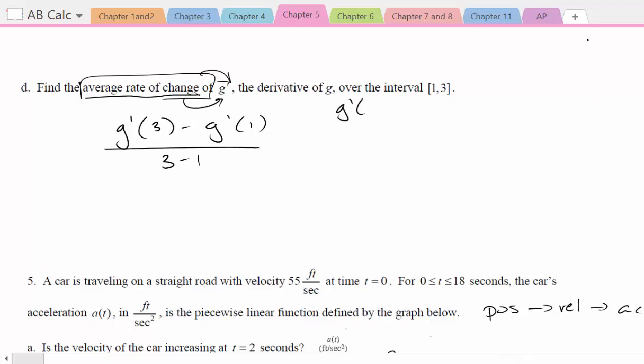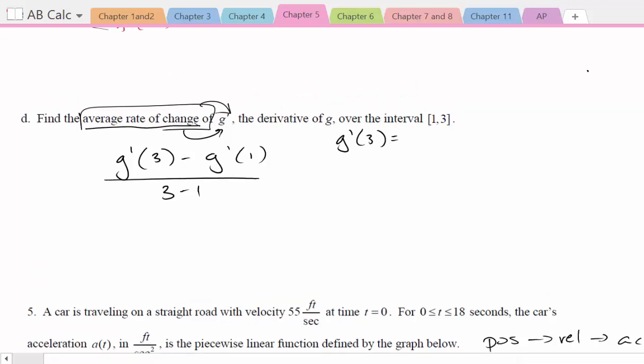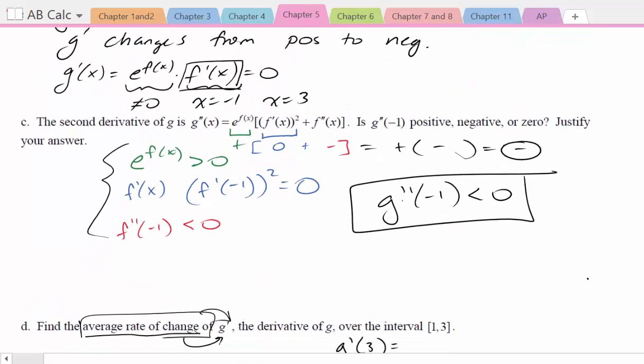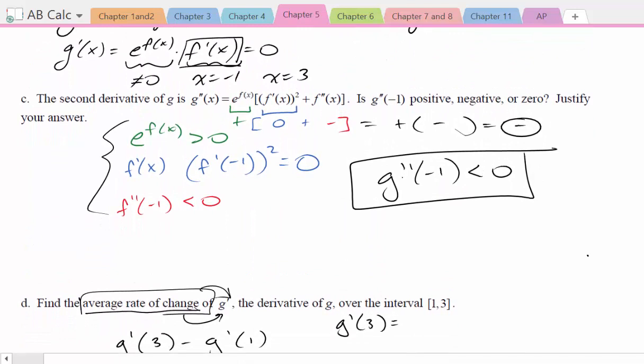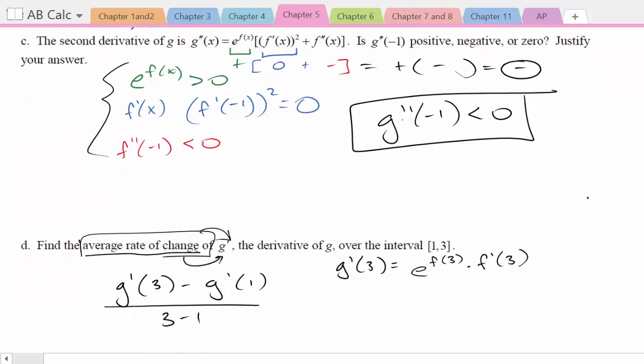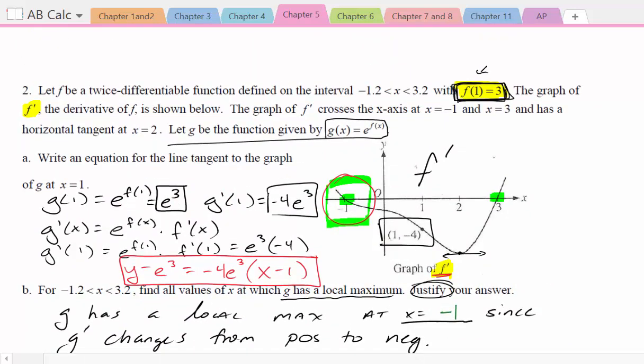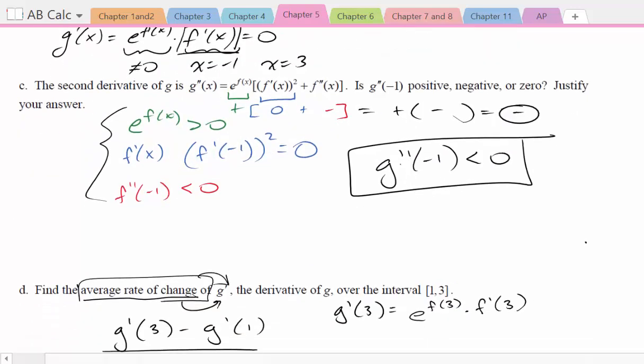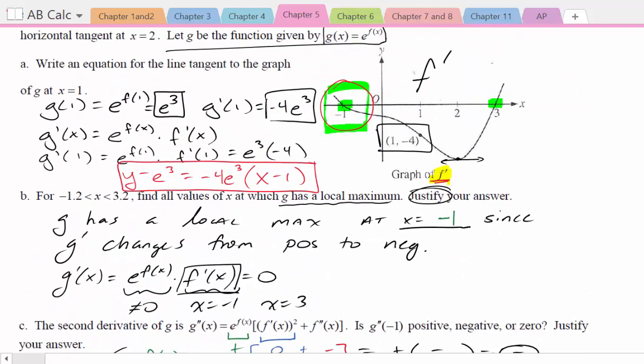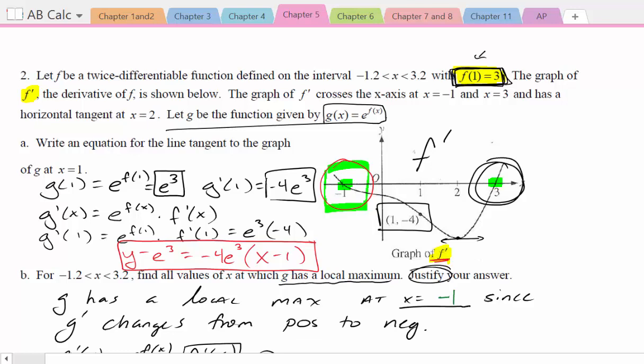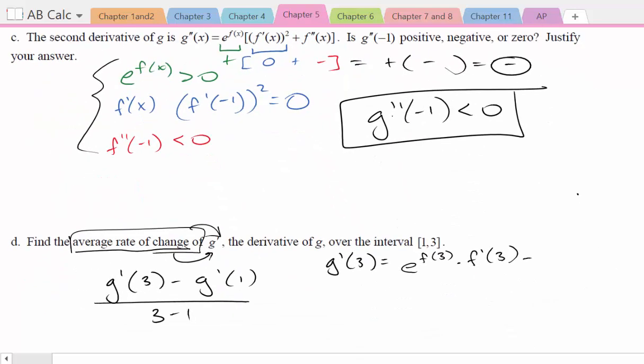Let's find out what g prime of 3 is. Earlier, I found g prime of x right there, so I can plug in e of f of 3 times f prime of 3. F of 3 is not given anywhere for me. Maybe it's not needed. F prime of 3, I look at the graph, and I figure out what is f prime of 3. I can see f prime at 3 is 0. So this whole thing equals 0.